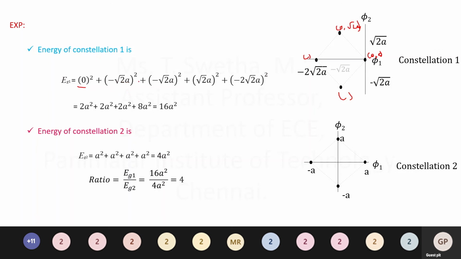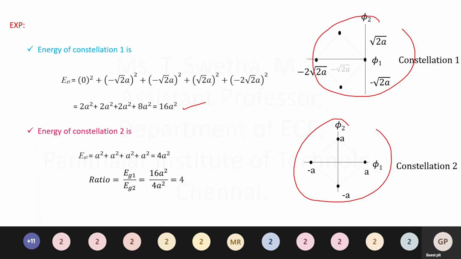For this distance value, you can write it as minus 2a square, and similarly for this distance and this value and this distance value that we have taken in 4. Okay, so as the result, once you square it up and sum it up, you'll get the value as 16a square energy for the first constellation diagram. And energy for the second constellation diagram, once you again, both are equal values, so you can write the final answer will be 4a square.